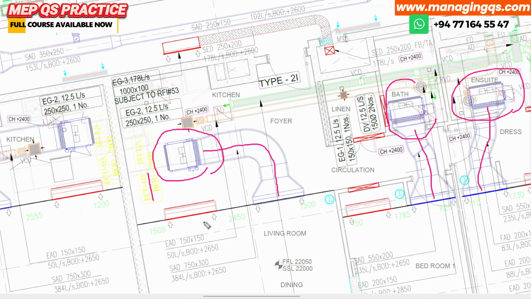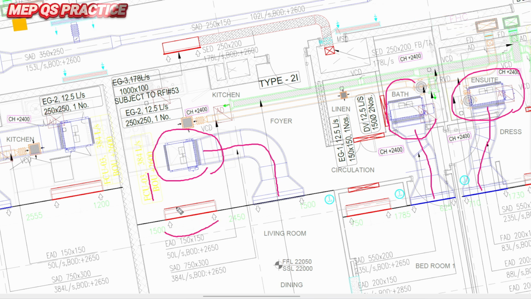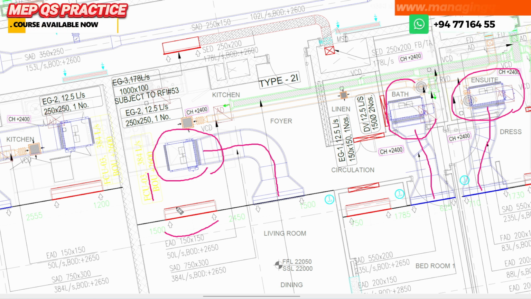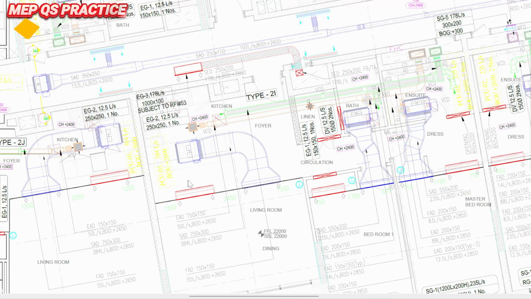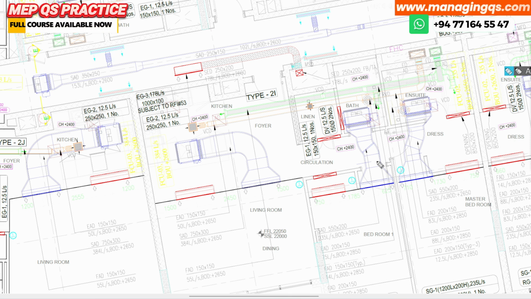Another question is, there is a return grill, so why is it not connected with a duct? These are the two main questions many students ask. In this session we are going to discuss in depth the reason why it's not connected with a duct, and also what the simple mechanism is in this small portion.